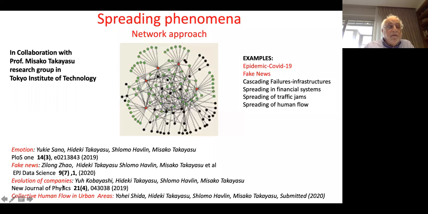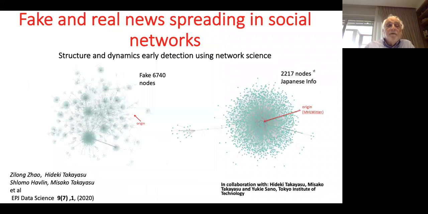I point here to several papers, several of which were published. The last one is on emotion, on fake news, and evolution of companies, which is also a kind of spreading, and also collective human flow in urban areas, which is going to be published soon. So the first topic that I want to speak about, I will focus on fake news and epidemics, and the rest I will only mention.